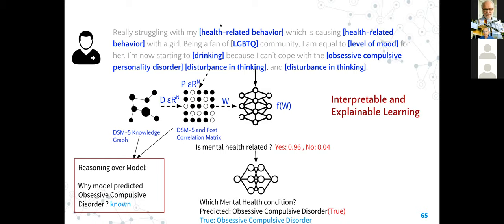So here you can see that there was a concept related to obsessive compulsive personality disorder. And then there is a disturbance in thinking. Having now that information and the knowledge graph that says that disturbance in thinking is related to OCD, and some other aspects that I'm not going into, will lead you to explain why this is obsessive compulsive disorder.